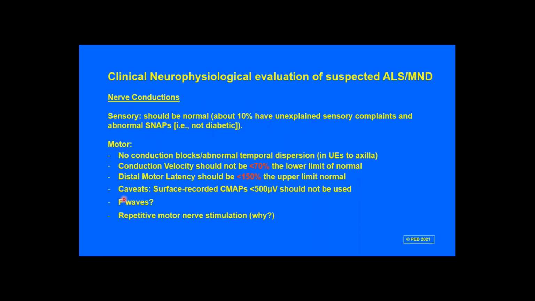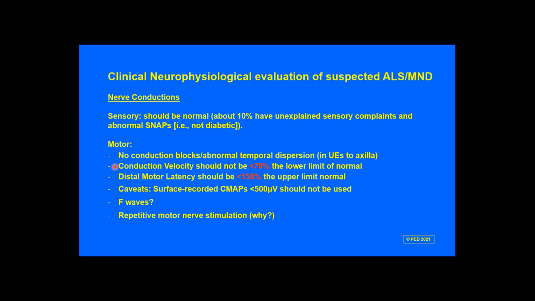So the clinical neurophysiological evaluation of suspected ALS motor neuron disease: we do nerve conductions and sensory, of course, and these might be abnormal in about 10%. They may have unexplained sensory complaints or abnormal sensory potentials. That is over and above not being diabetic, which of course is common in many populations. Motor conductions, we want to make sure there's no partial conduction blocks or abnormal temporal dispersion. And in our lab, we like to do the upper extremity nerves to the axilla.